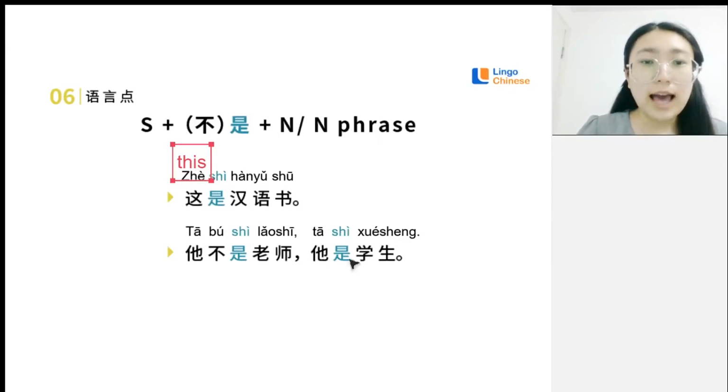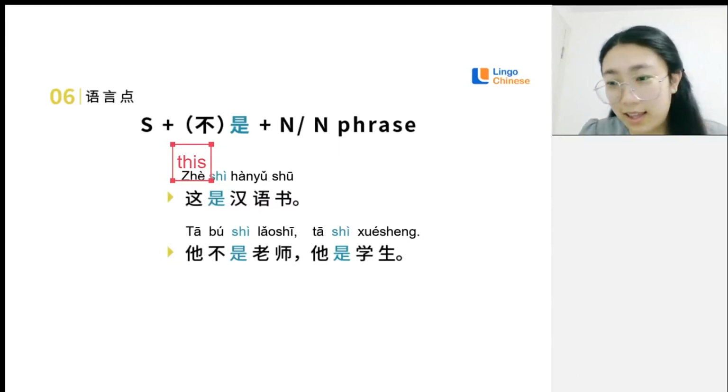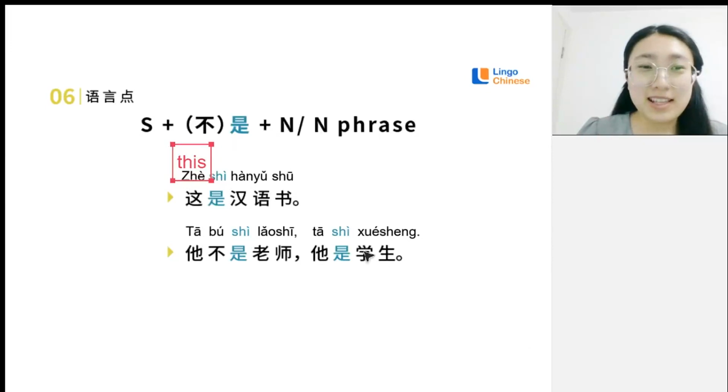And this part, 他是学生, 是 means to be. So this is, he is a student. Yeah, he is not a teacher. He is a student. And since I have mentioned that 不 means no or not, 不是 is the negative form of 是. 他不是老师. He is not a teacher. So how can I say she is not a teacher? Also the same. 他不是老师. How can I say this is not a Chinese book? 这不是汉语书. How can I say this is an English book?